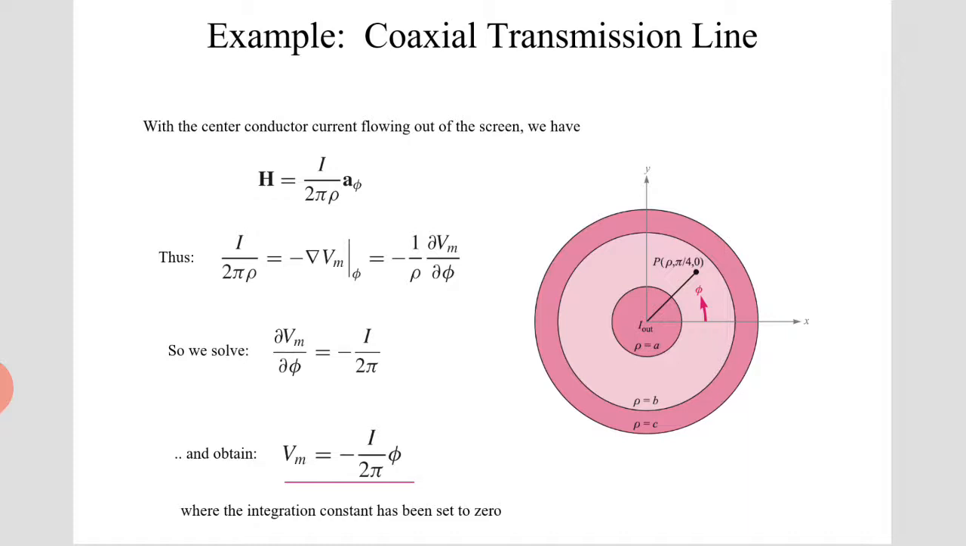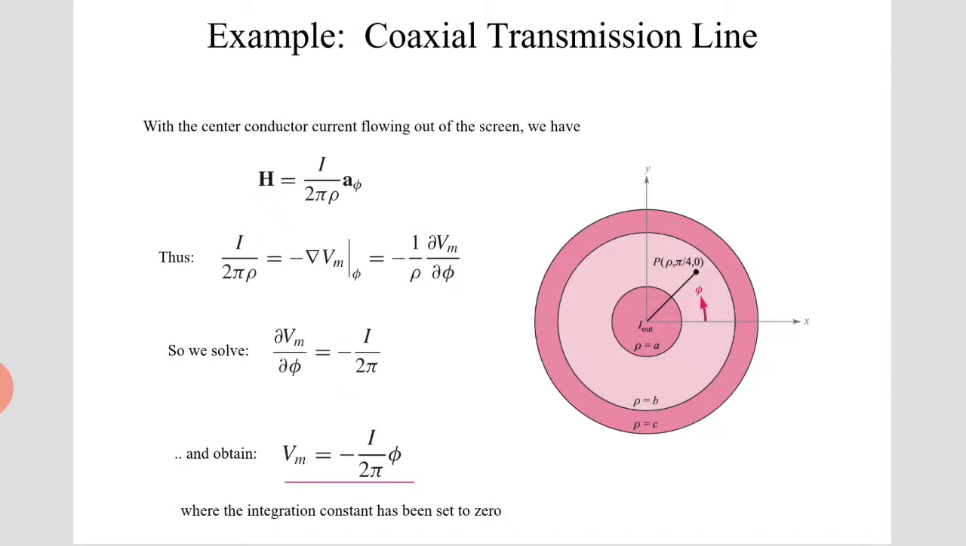The magnetic field intensity H is equal to I by 2 pi rho in the a phi direction. From this equation, since H is equal to minus del Vm, we can write I by 2 pi rho in the a phi direction is equal to minus del Vm, which simplifies to minus 1 by rho dou Vm divided by dou phi.